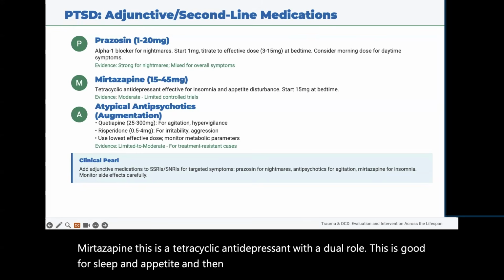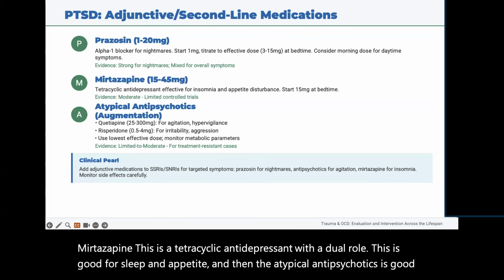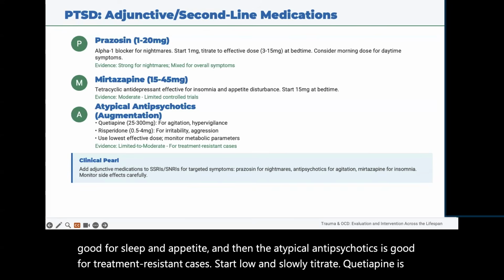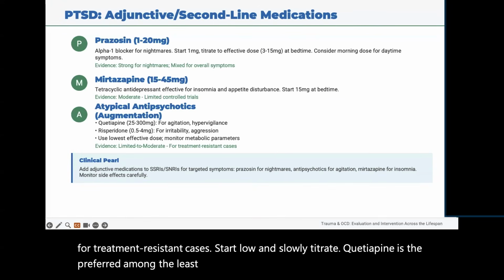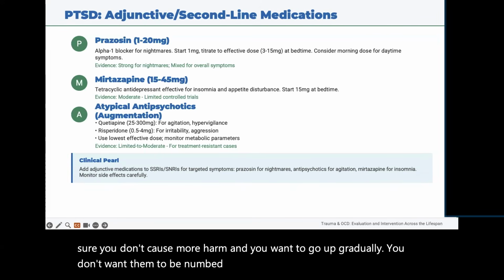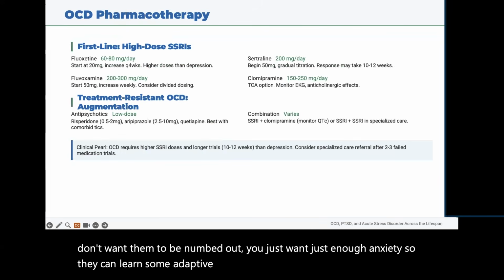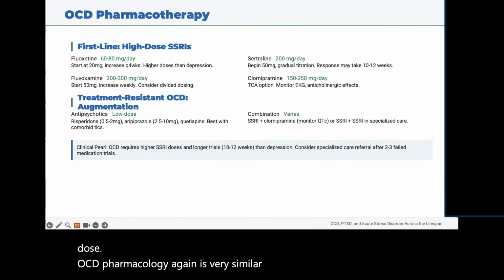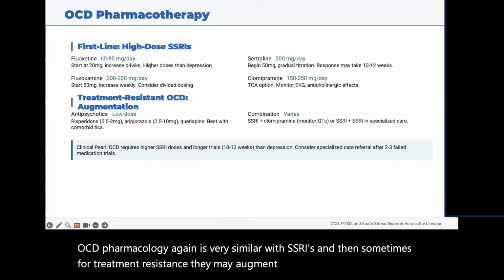And then the atypical antipsychotics are good for treatment-resistant cases. Start low and slowly titrate. Quetiapine is preferred, among the least metabolically deranging, so you want to make sure you don't cause more harm. And you want to go up gradually. You don't want them to be numbed out. You want just enough anxiety so they can learn some adaptive skills, and you gradually turn down the dose. OCD pharmacology, again, is very similar with SSRIs, and then sometimes for treatment resistance, they may augment with antipsychotics.